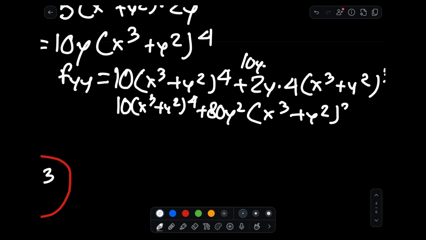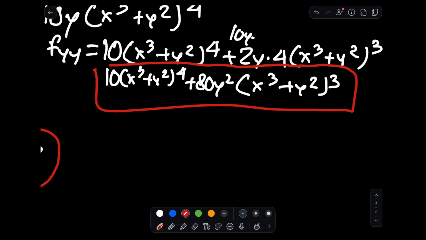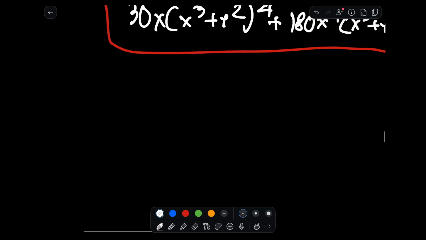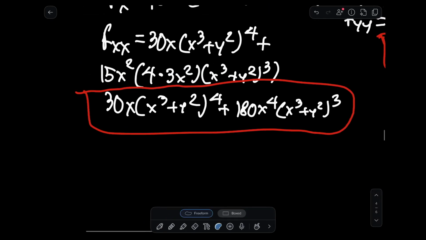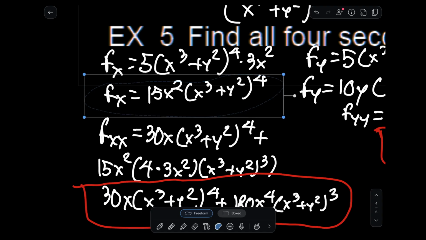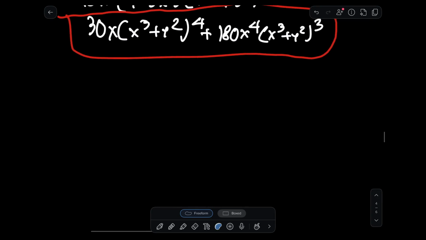And I can just leave it like this, actually. I don't have a preference of doing any more. And now let's get to f sub xy and then f sub yx. And let's actually copy paste our results down here.